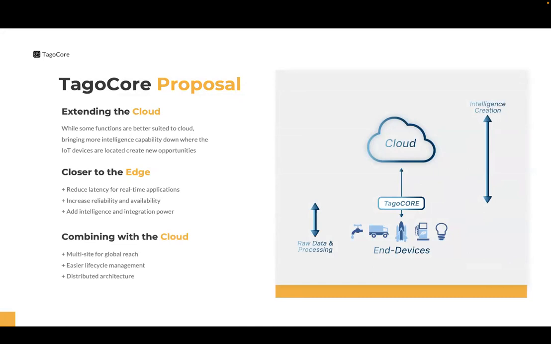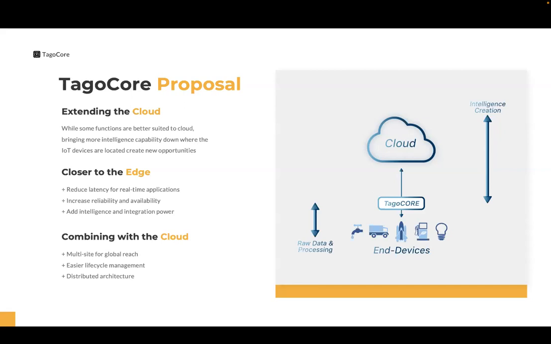You can work separately from the cloud, but we believe that by adding a module that collects information, because it's located closer to the edge, it can bring some benefits. It can reduce the latency in real-time applications and increase reliability and availability. For example, if there is a problem with connectivity or the cloud is off for some reason, we can still make a decision locally. And it can also add some intelligence, or a lot of intelligence, and have more integration power locally.